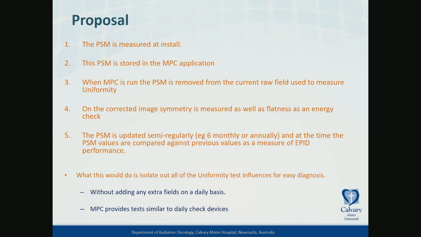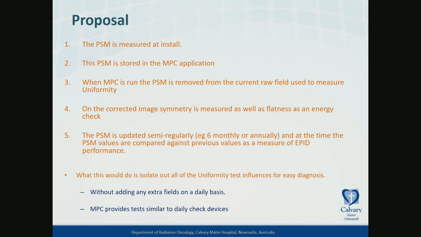So then what I would propose to you is that what Varian could do is they could take a PSM correction method, measure it at install for each new LINAC, and then store the measured PSM in their MPC application. Then when we run MPC on a daily basis, the PSM can be removed from the current image that's used for uniformity, and then we can apply our symmetry and flatness metrics to get symmetry and energy out of this test. And then we update our PSM semi-regularly, 6 monthly or annually, and compare our PSM back to our baseline.